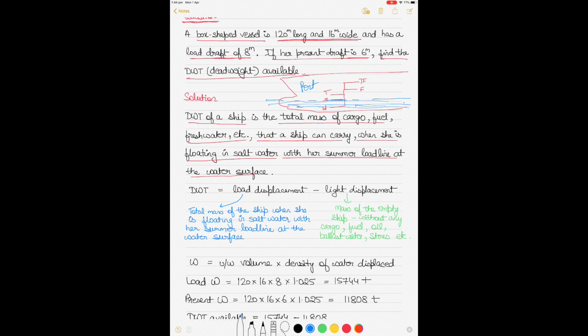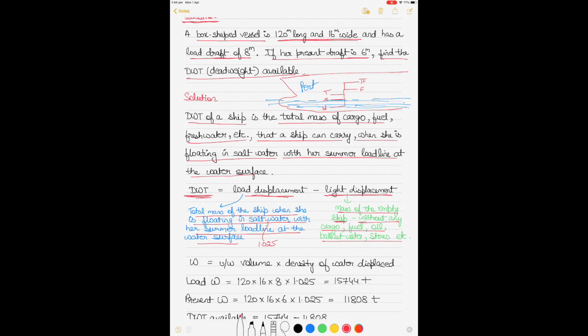So dead weight, or the formula of the dead weight, then becomes the load displacement minus light displacement. So what does that mean? So load displacement refers to the total mass of the ship when she is floating in seawater or salt water with her submerged load line at the water surface. Alright, so relative density of salt water is 1.025, and light displacement stands for mass of the empty ship, which does not have any cargo, fuel, oil, ballast, water stores.